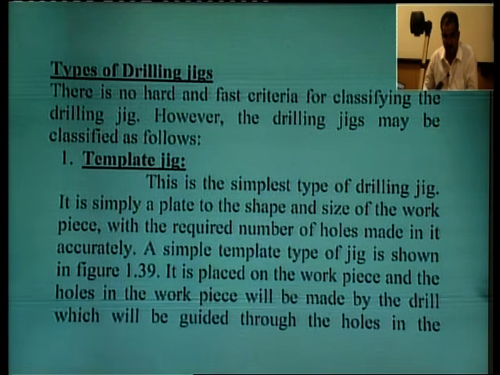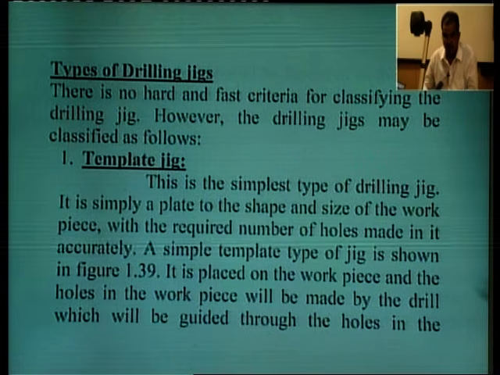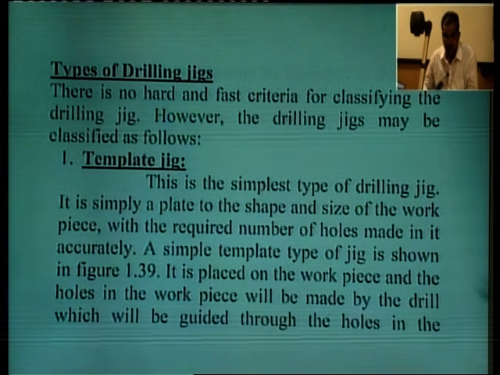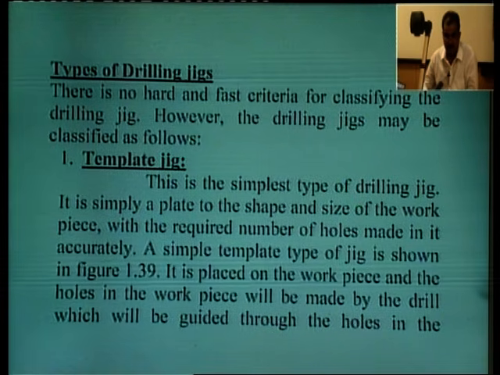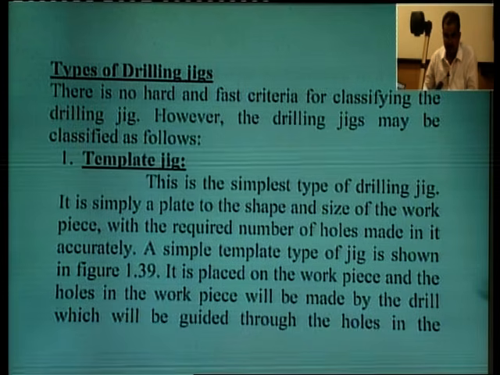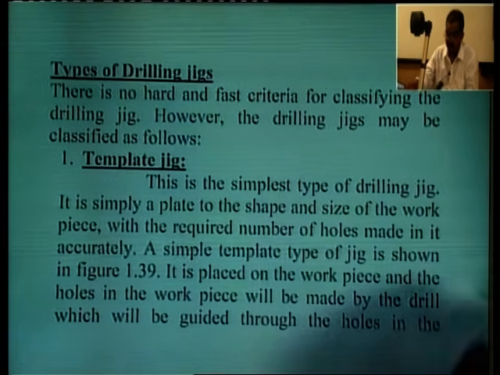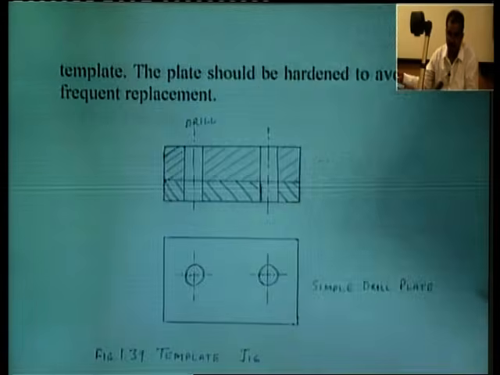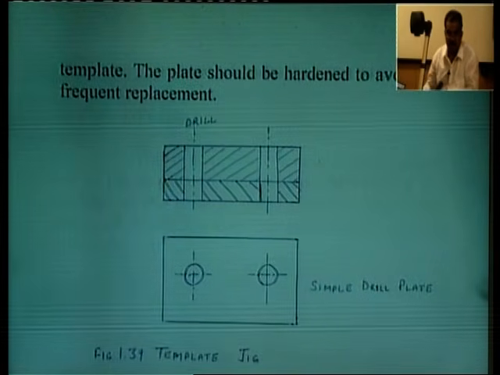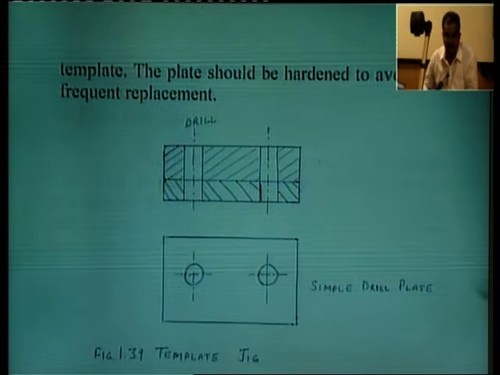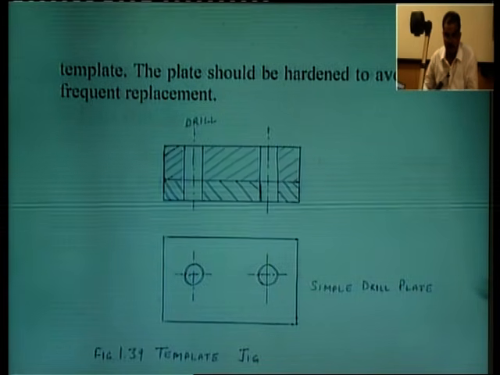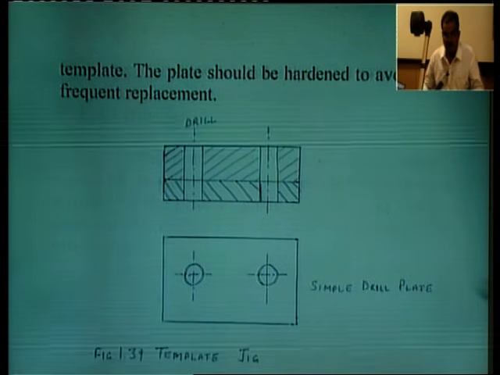A simple template type of jig is shown in the figure. It is placed on the workpiece and the holes in the workpiece will be made by the drill, which will be guided through the holes in the template. The plate should be hardened to avoid its frequent replacement.